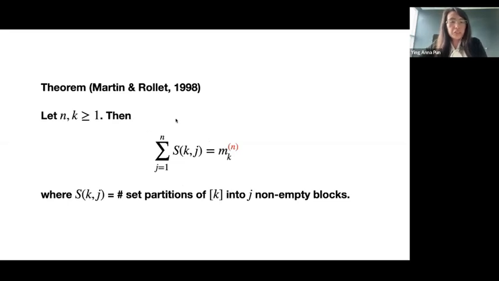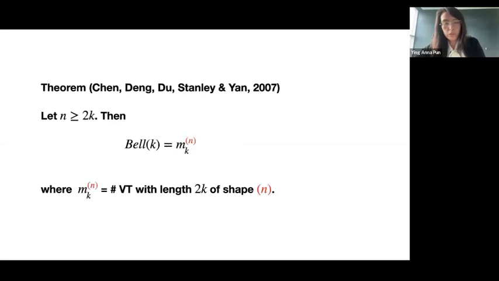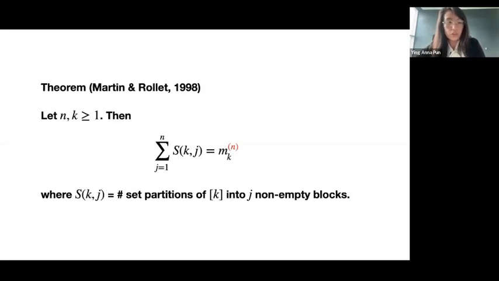Here is actually a much more generalized result from 1998, because here you can see that n has to be bigger than or equal to 2k, but here you can also work with any n and k bigger than or equal to 1. So it says that if you have a 1-row shape, even if your n is not bigger than or equal to 2k, you can write this as a sum of the number of set partitions of k into j non-empty blocks. So that's all this S(k,j), right? And then you sum them up.